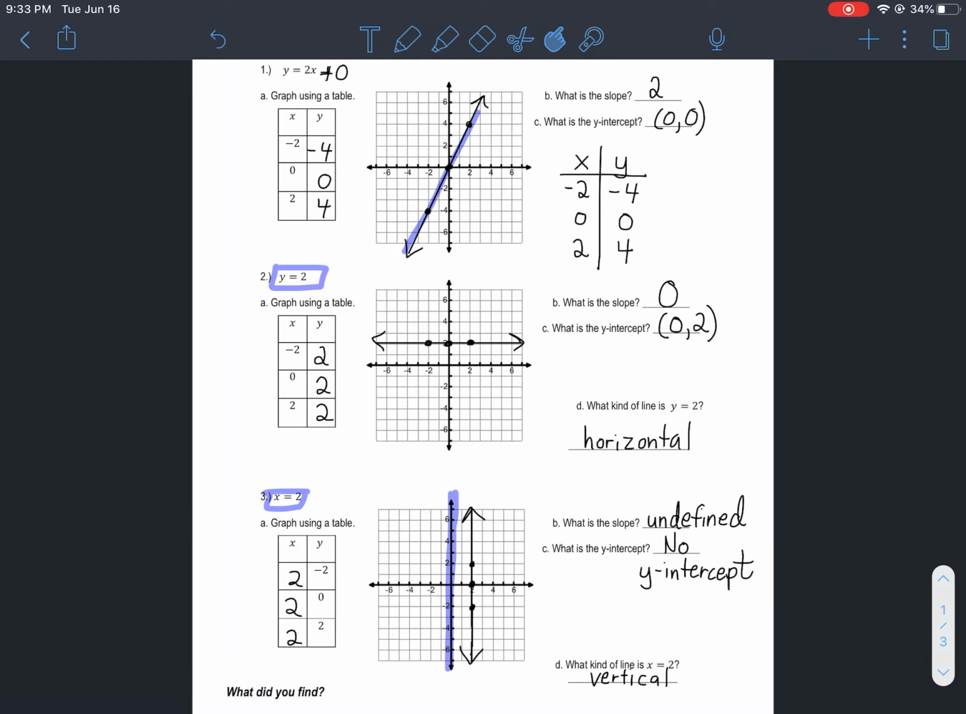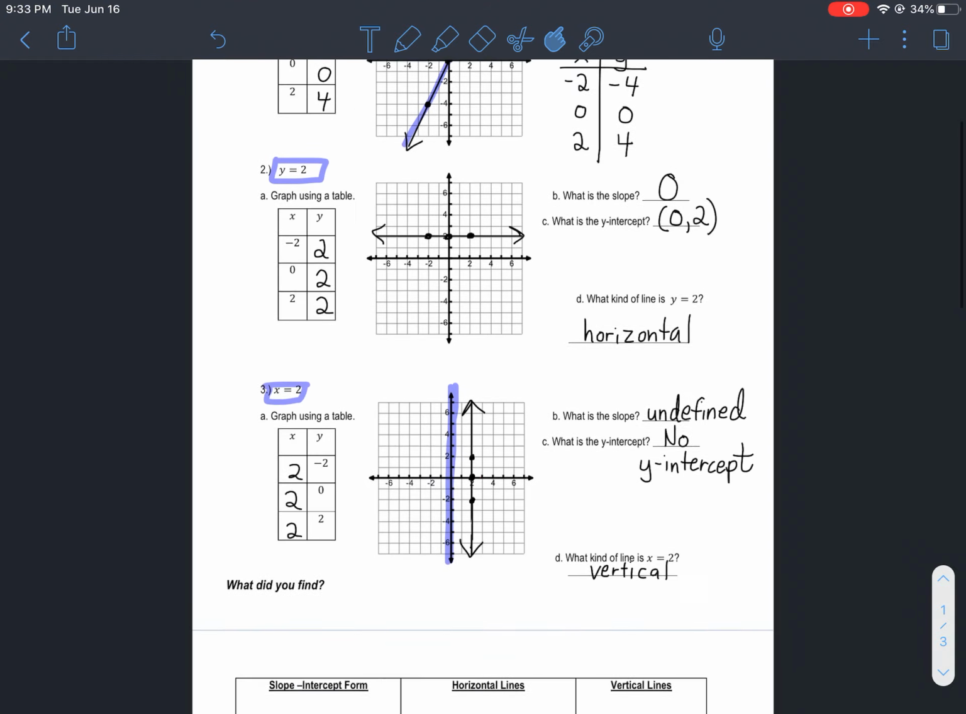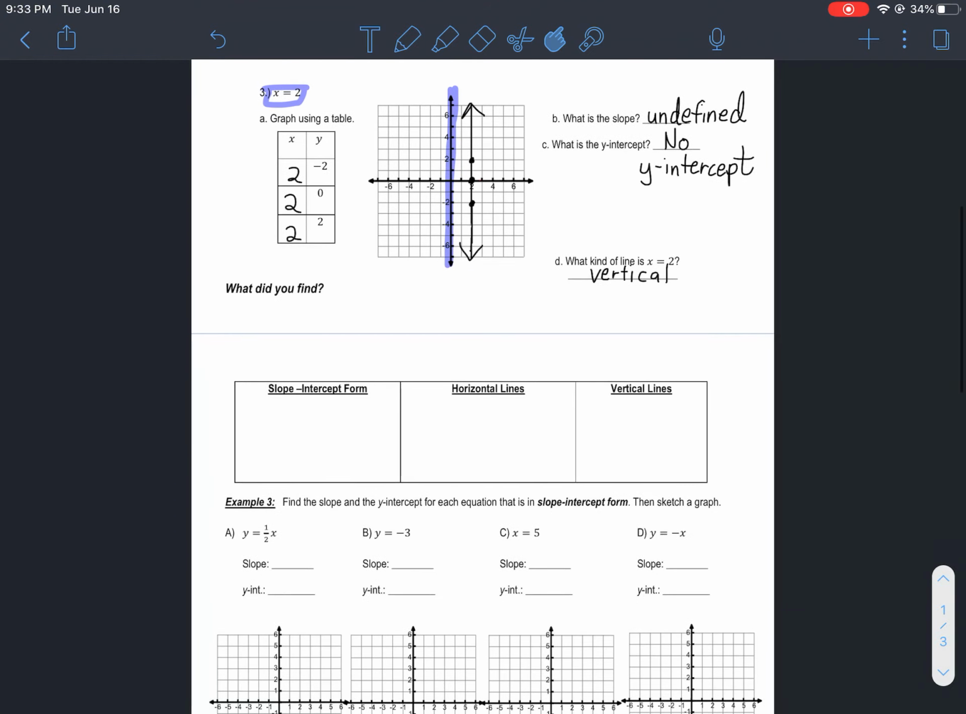So you should be able to tell, when you look at a vertical line, you should be able to say, that's an undefined slope. When you look at a horizontal line, you should be able to say that has a slope of 0. So those are some very important concepts there.